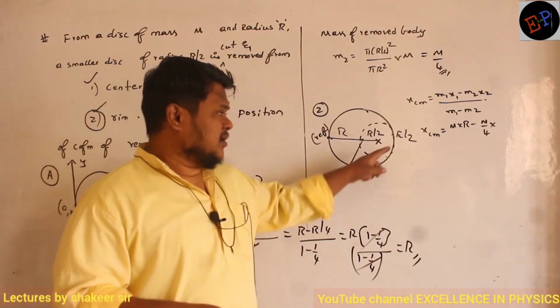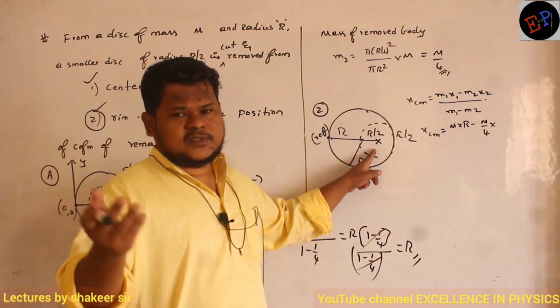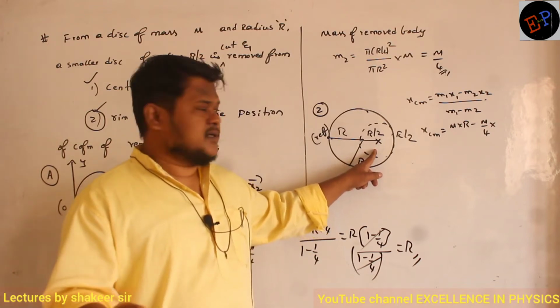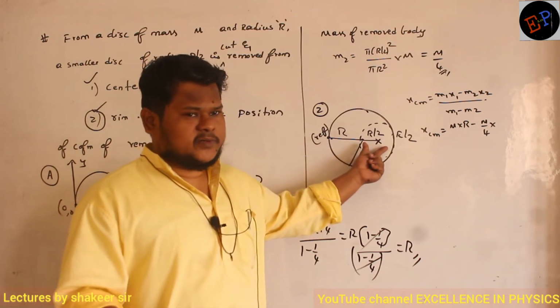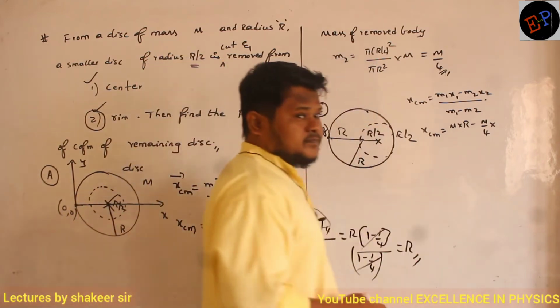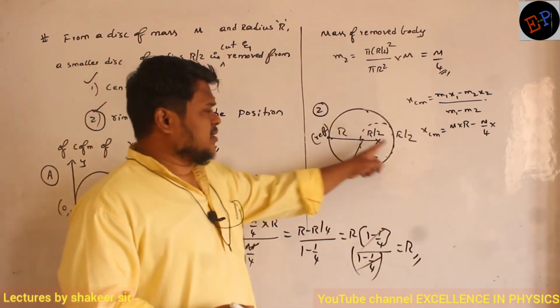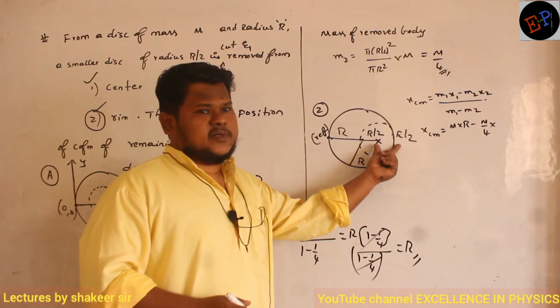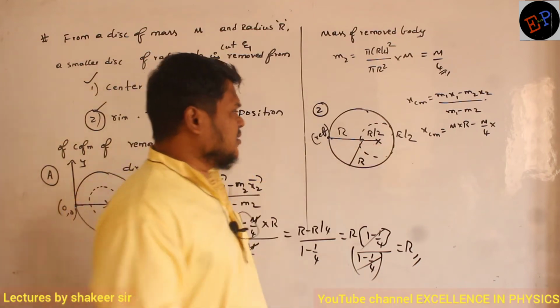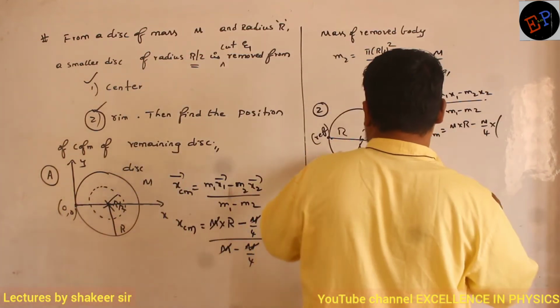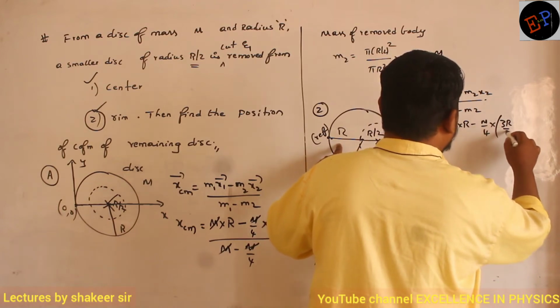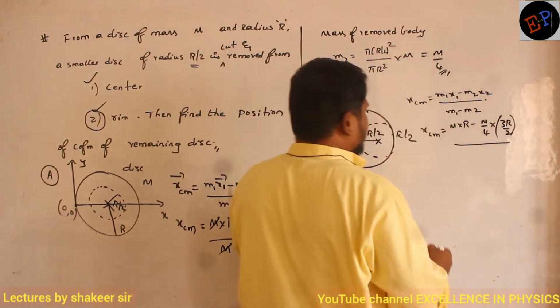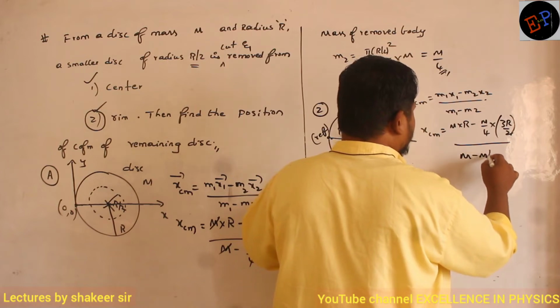Understood, no? Removed body is also a regular body, so center of mass will be exactly at its center. So r plus r by 2, 3r by 2. Clear now? You can take reference. Then it will be only minus r by 2. You can take like this. Clear now? So therefore, it is r plus r by 2, 3r divided by 2, divided by total mass m minus m by 4. Okay.